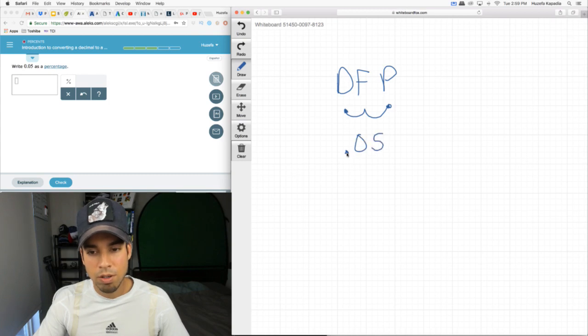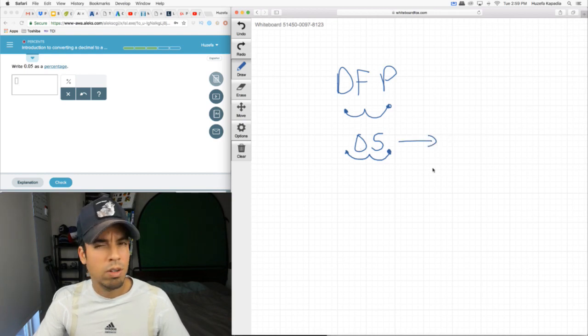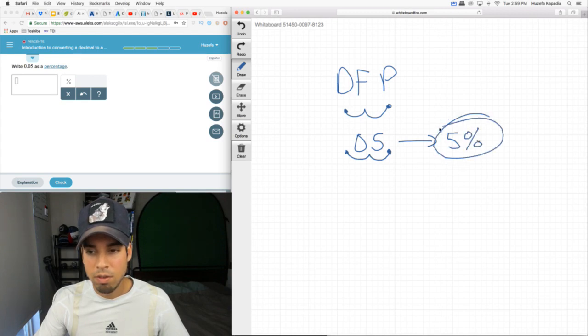0.05. So what do we do here? Move the decimal place twice, just like before, same difference. And what do we have? Well, there's a 0 here, but we don't care about it because the decimal's over here. We don't have to put that 0 there. It's just 5%.